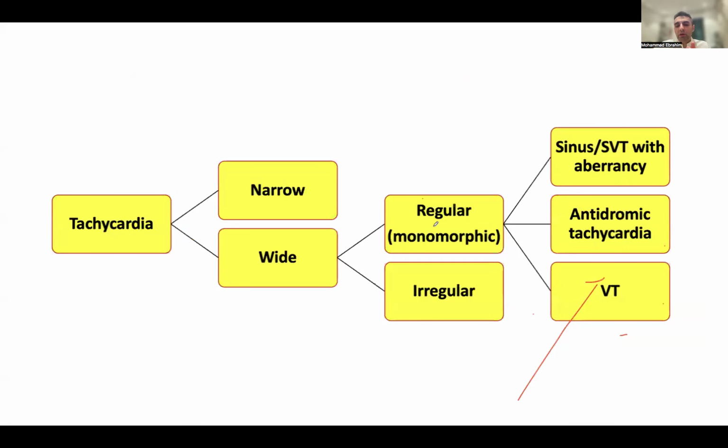And really quick, for regular tachycardias that are wide, this is how you should think of it. In adults especially, but antidromic SVT or SVT with aberrancy is another differential. So not every wide complex tachycardia is VT. There are SVT differentials for wide complex tachycardias.